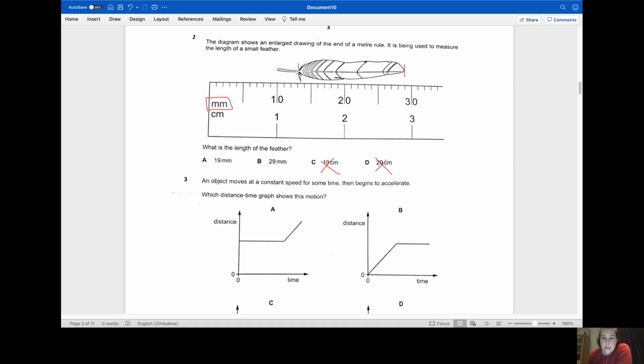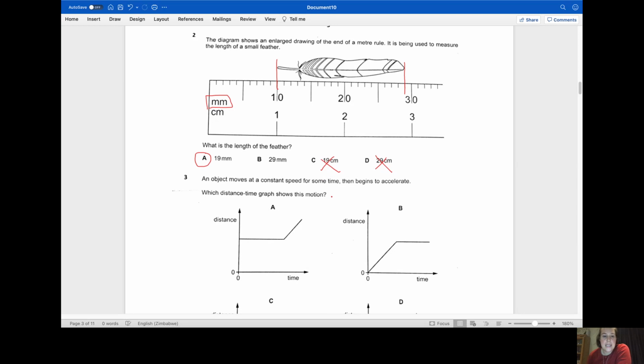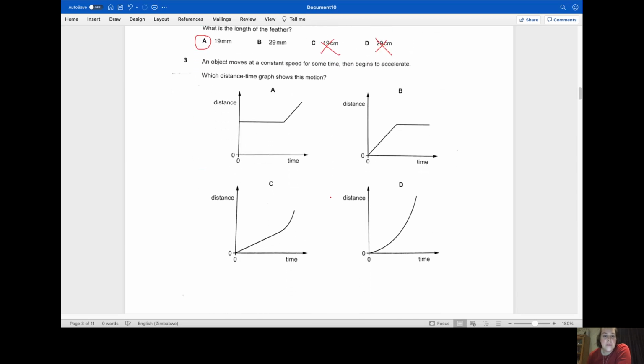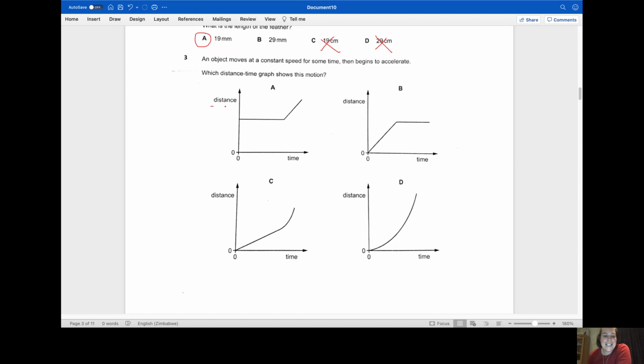You then need to read, that's at 29, that is at 10. 29 minus 10, 19 millimeters. So make sure there's always 2 that are definitely wrong. And you cross those 2 out, and then you figure out between the other 2. 19 millimeters. Right, looking at a distance time graph.